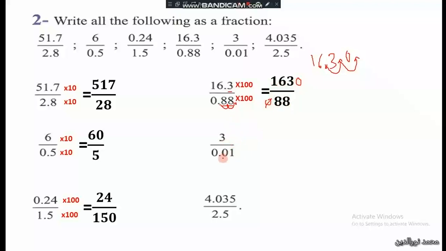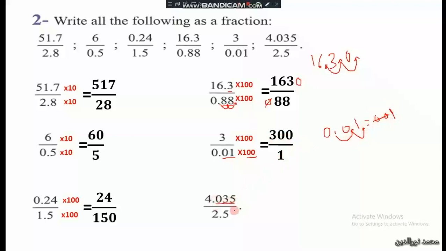Here we have to multiply by 100, since we have 2 decimal digits, 2 zeros, that means 100. So we multiply both terms by 100. 3 times 100 is 300, and here we have 0.01 multiplied by 100, 2 zeros, so we move the decimal point 2 digits to the right, 1 and 2, and it becomes 1. These zeros are not useful, so it's 300 over 1.